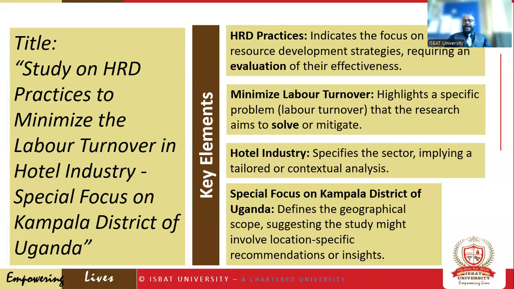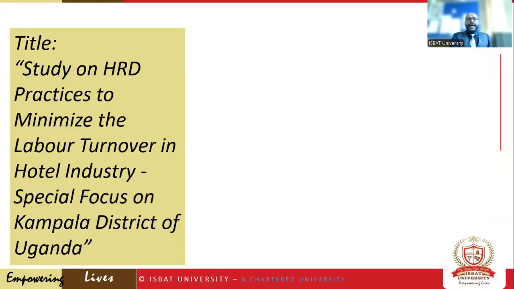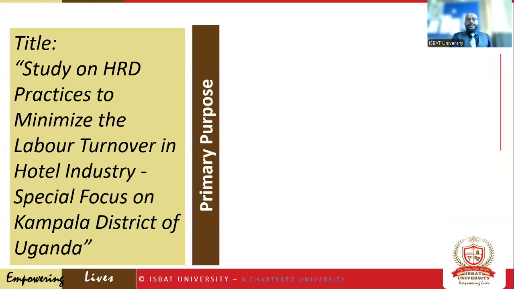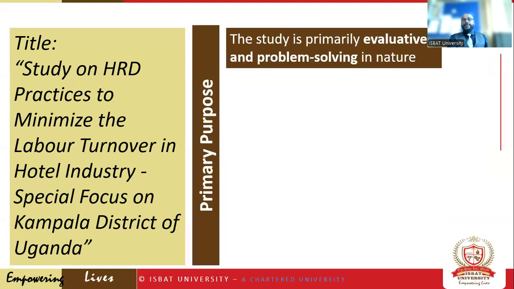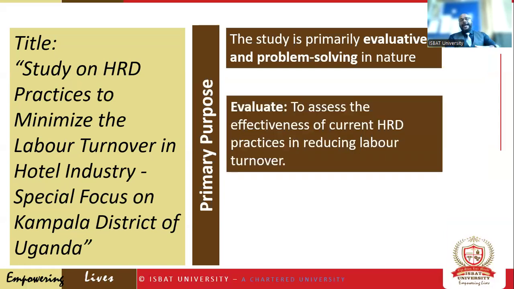Here, the researcher has a purpose to minimize labor turnover in the hotel industry. So this is how we are going to set the objectives of a study. Now, if you look at the primary objective of the study, it is of a problem-solving nature, but it has some kind of evaluation. Then only the problem-solving comes in. The researcher himself evaluates. So, it's problem solving with a kind of evaluation.